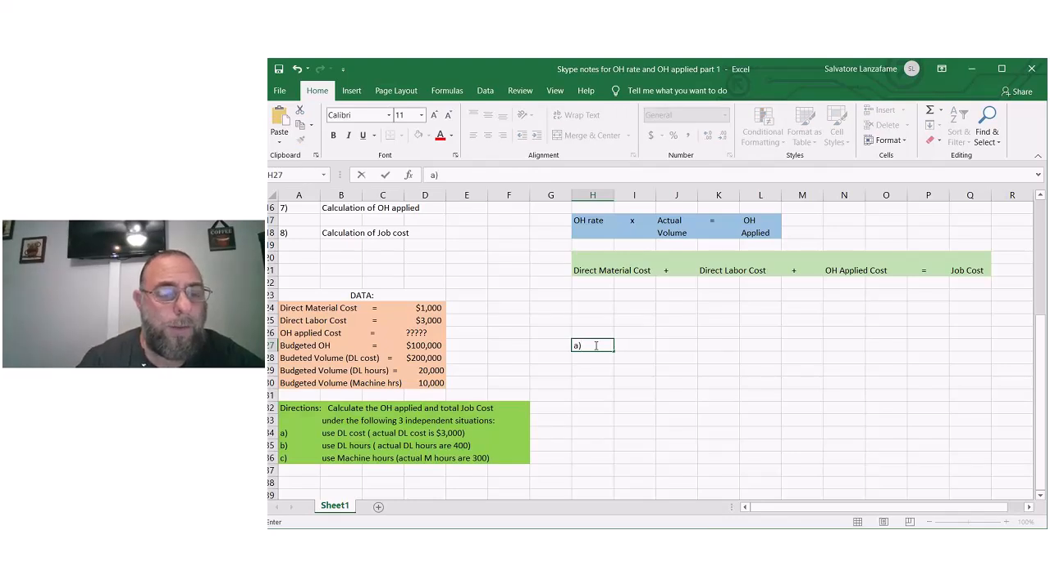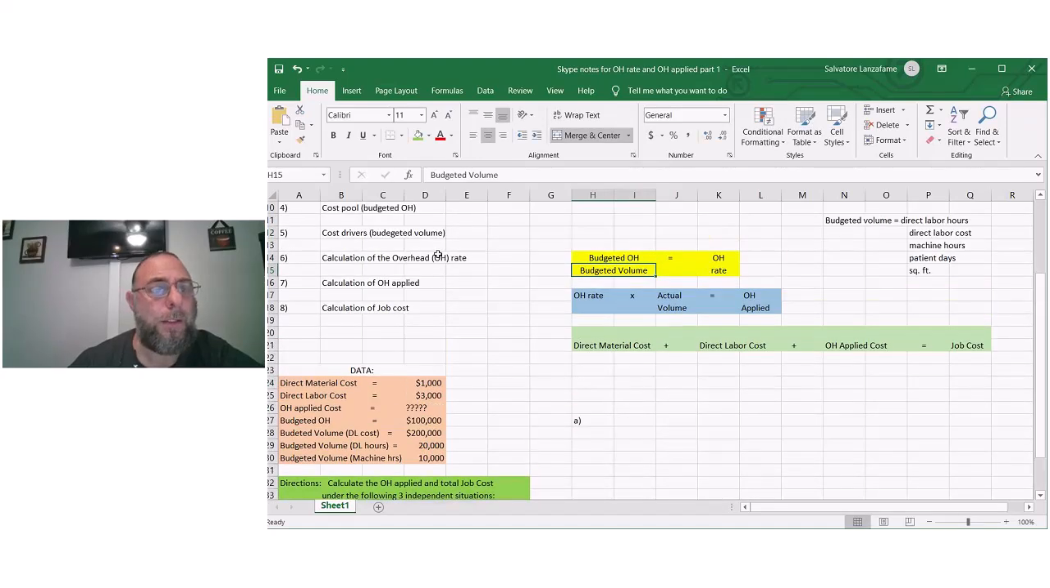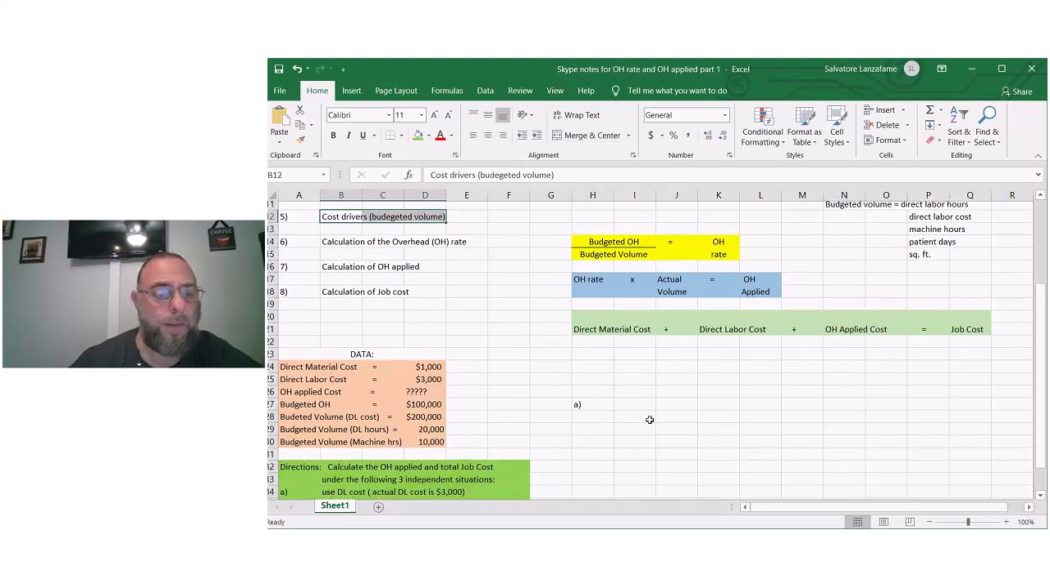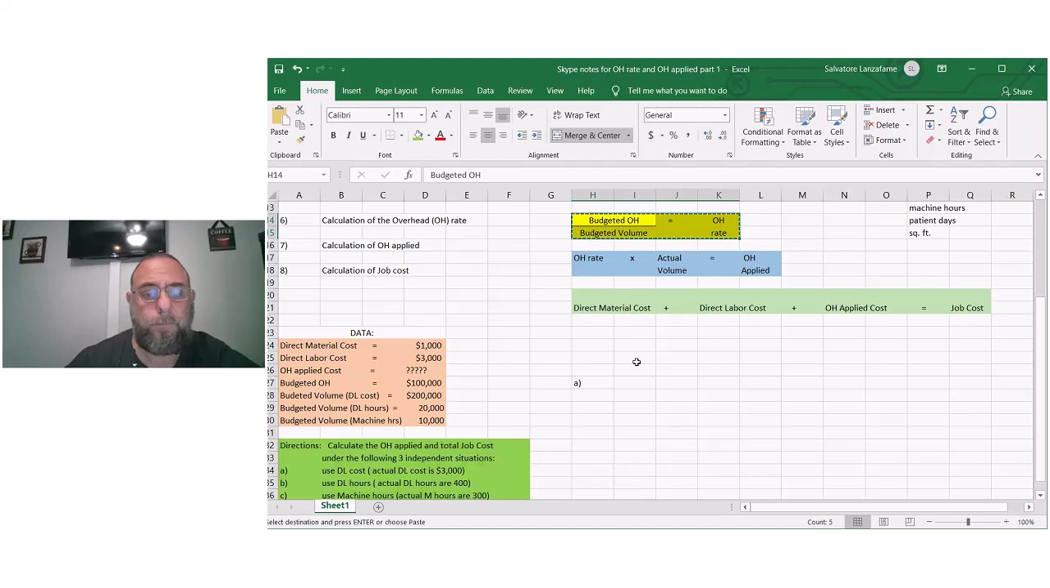Scenario A involves using direct labor costs as our driver, as our volume. So remember, volume is the same thing as driver. So what's driving the cost? Is it direct labor cost? Is it direct labor hours? Is it machine hours? Is it patient days? What is it? We're about to find out what seems to have the most impact. All right. So in scenario A, I want to take the budgeted overhead. So let's redo that. Okay. So budgeted overhead is $100,000.